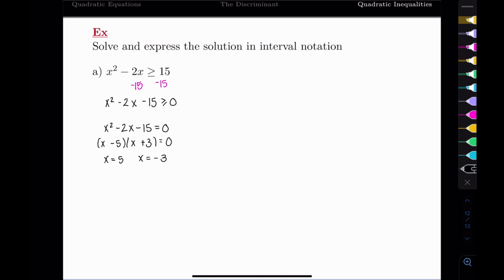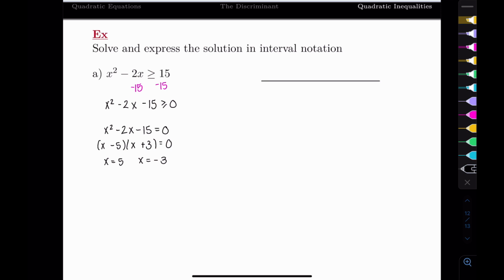Now that we have that, I want to go ahead and create a number line. We're trying to test, is x squared minus 2x minus 15 greater than or equal to 0? We're going to put these two important numbers in order, negative 3 and 5. And then it creates 3 separate intervals we need to test. For the endpoints, because we have the greater than or equal to, we can fill in these circles. If it was strictly greater, I would have to leave them open. And now I need to pick something from each interval to test.